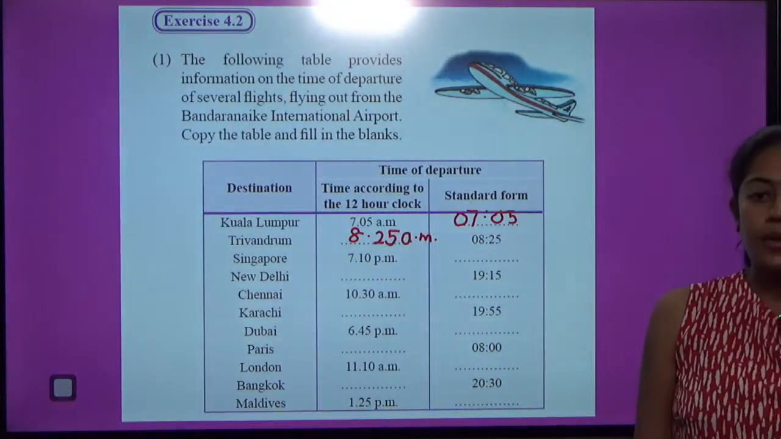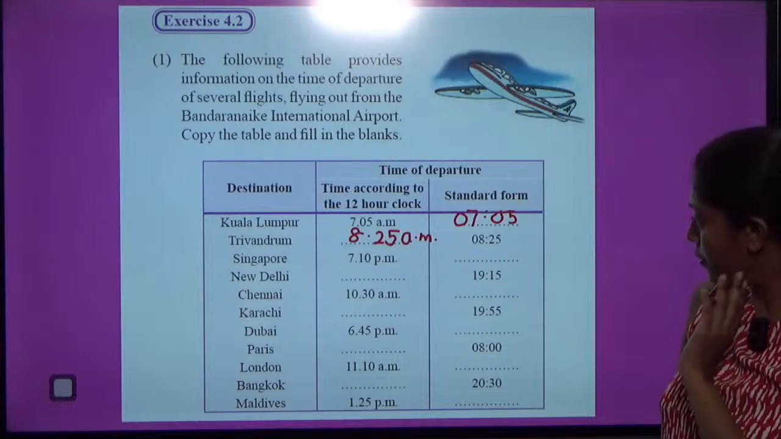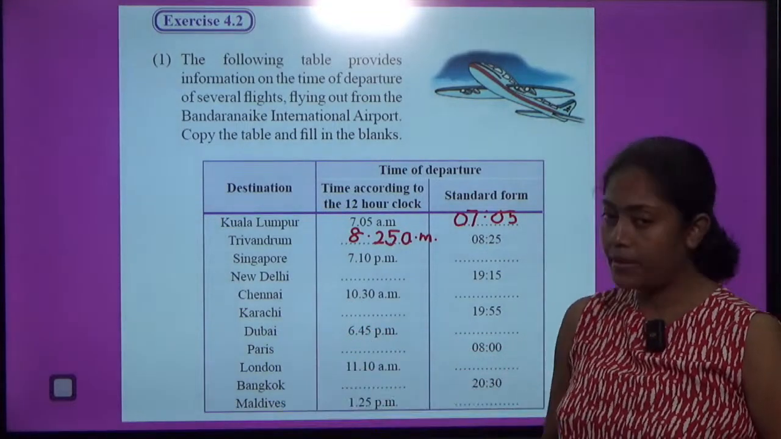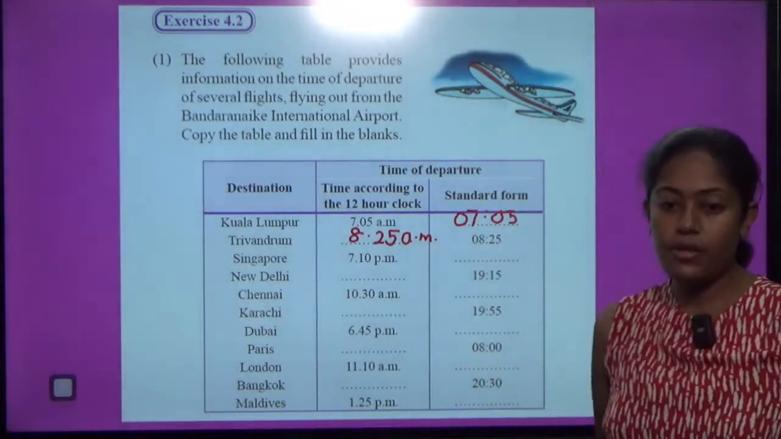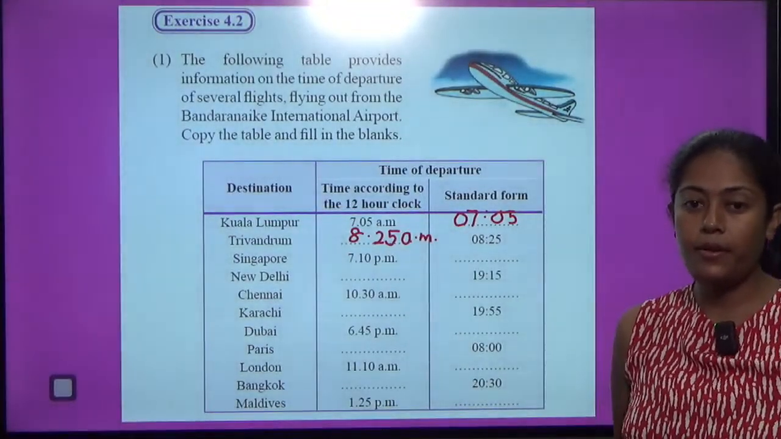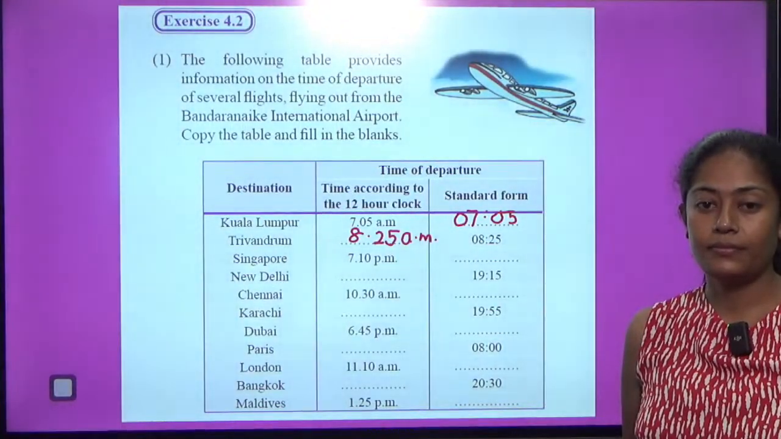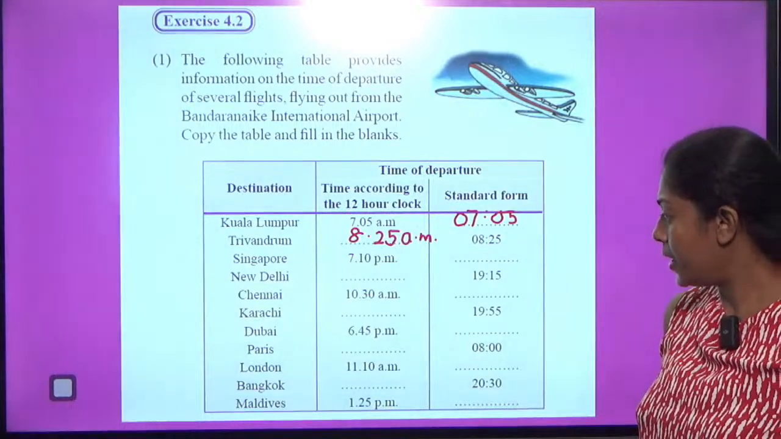Okay. So remaining things, how many questions are there? 1, 2, 3, 4, 5, 6, 7, 8, 9. There are 9. Another questions are there. So can you complete now? Right, draw the table and complete it.